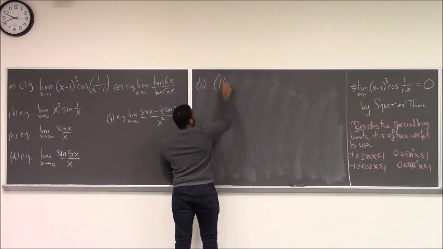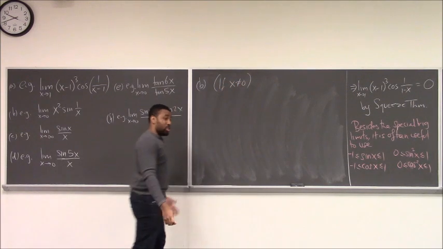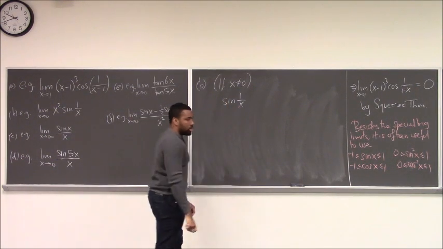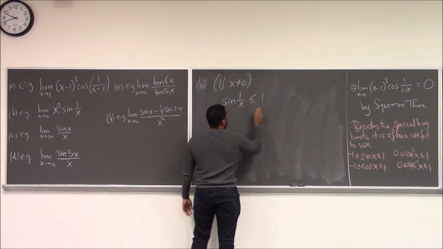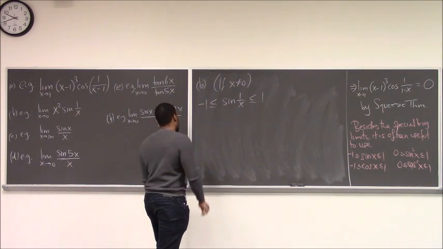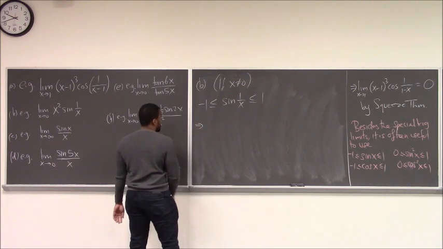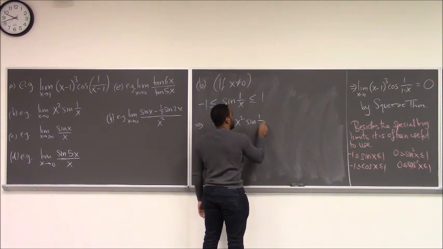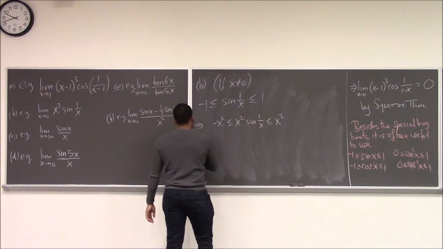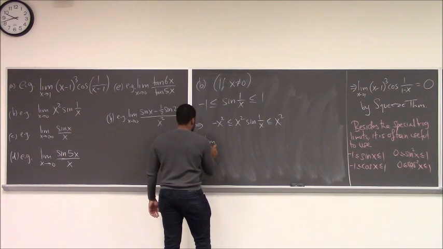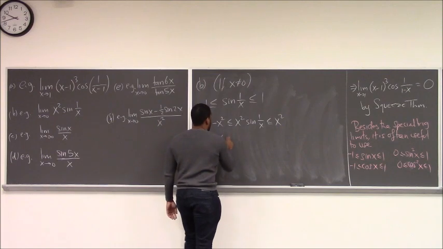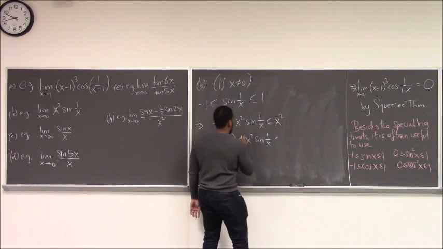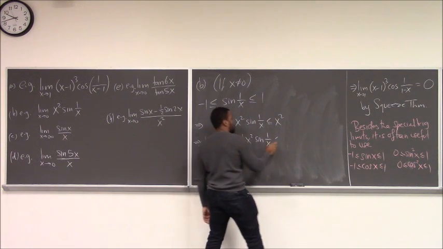So you know that if x is not equal to 0, because in the limit we don't actually care about being there, sine 1 over x would be a real number, and moreover it would be bounded between minus 1 and 1. So this would mean you can multiply all 3 sides by x squared, and then you take the limit as x approaches 0.